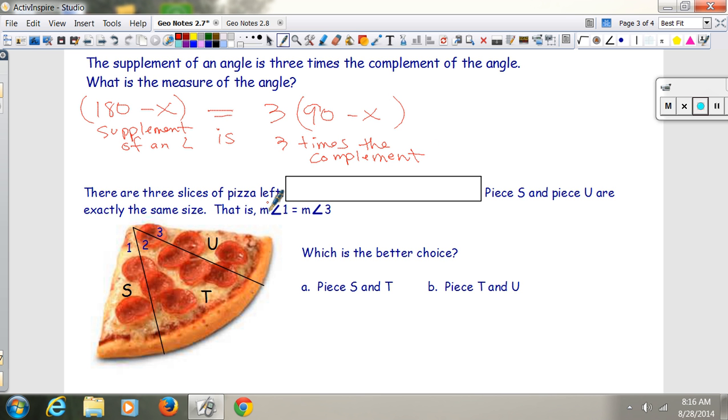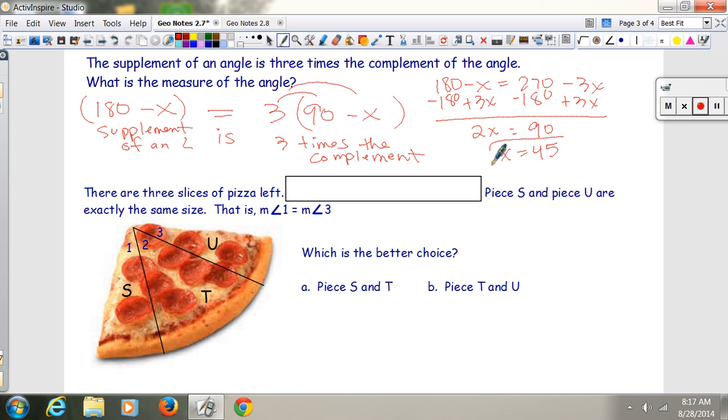Could we now solve this problem? Yeah, we should be able to. 180 minus x equals, and we distribute here, so 270 minus 3x. Let's add 3x to both sides. That's going to give me 2x. And let's subtract 180 on both sides. That's going to give me 90. 2x equals 90. X is going to be 45. So what is the measure of the angle? 45 degrees. So 45 degrees would be our x.